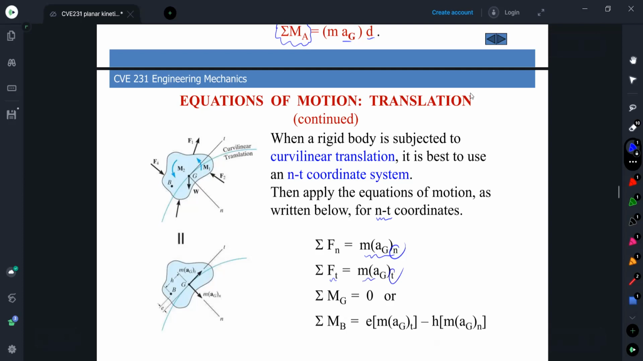And we keep the summation of moment about point G as 0, because it passes through the center of mass, for the case where we take the moment at the center of mass. But if we do not take the moment at the center of mass, we have to take care of m a_G in the tangential and normal directions, times the moment arm, which is the distance between point D and point G. We have to add it. That is the equation of moment for this case, as we are not taking the moment about point G.